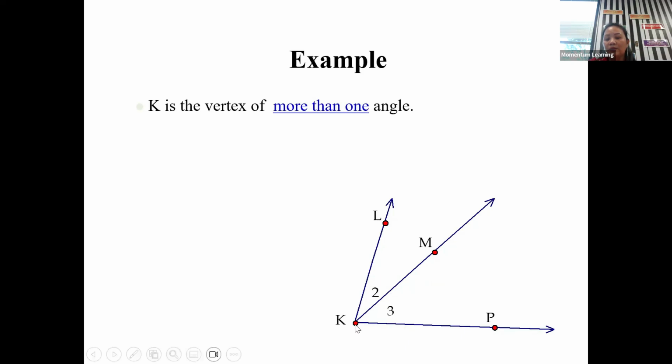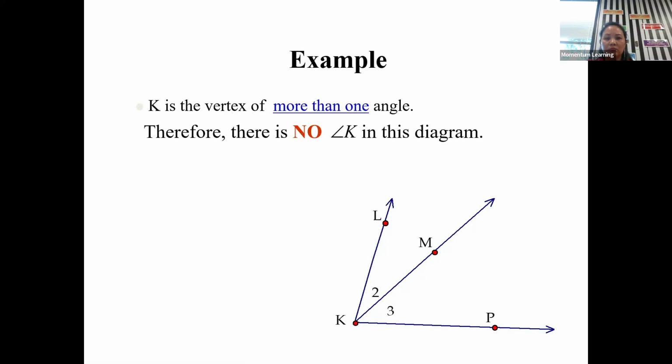But let's look at K. K is right here. When I say angle K, do you know which one it's referring to? Is it angle 2? Is it angle 3? Or is it the sum of angle 2 and 3? So this is when we cannot use the one letter to name the angle. All right. And again, if I were to name those angles, it could be any one of those variations.